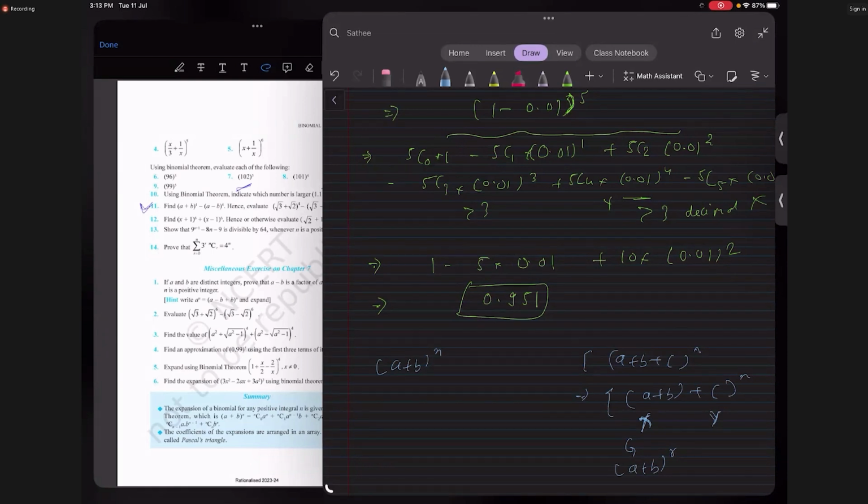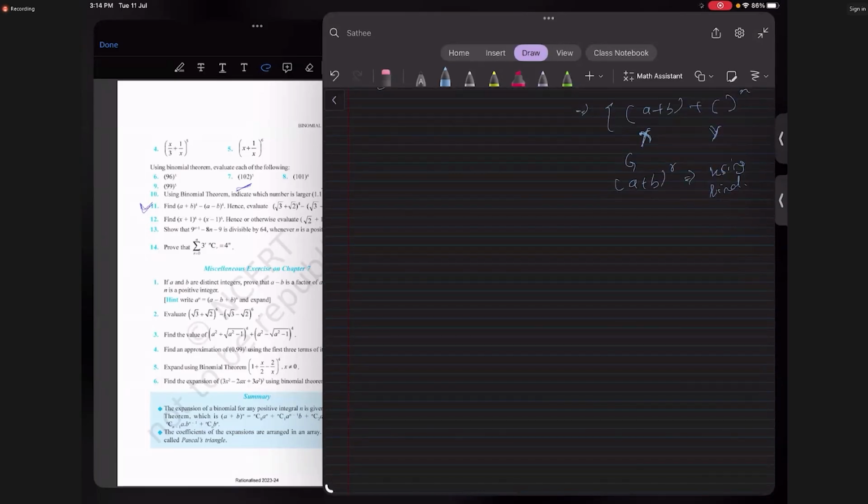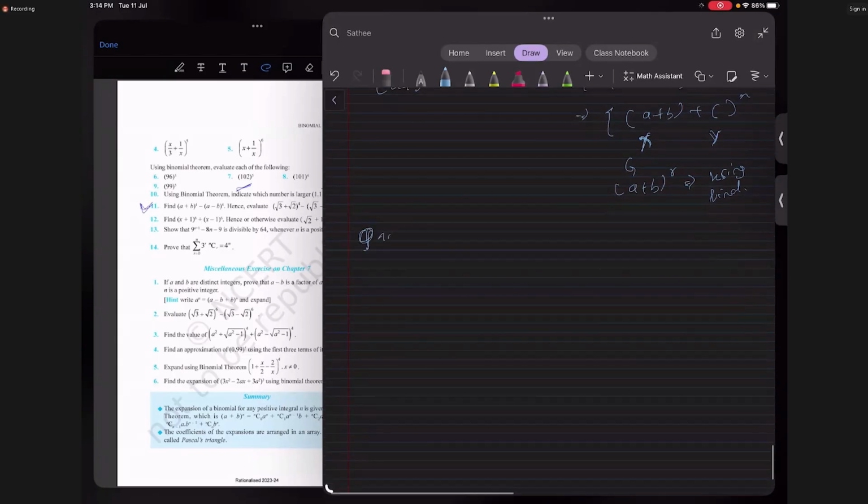In that case, you will again have to expand this using binomial. So this is something like a binomial inside a binomial. Okay. If you quickly see question number 5, this should be something like 1 plus x by 2 minus 2 by x to the power 4. So you can consider these two terms as one term and this as another term.